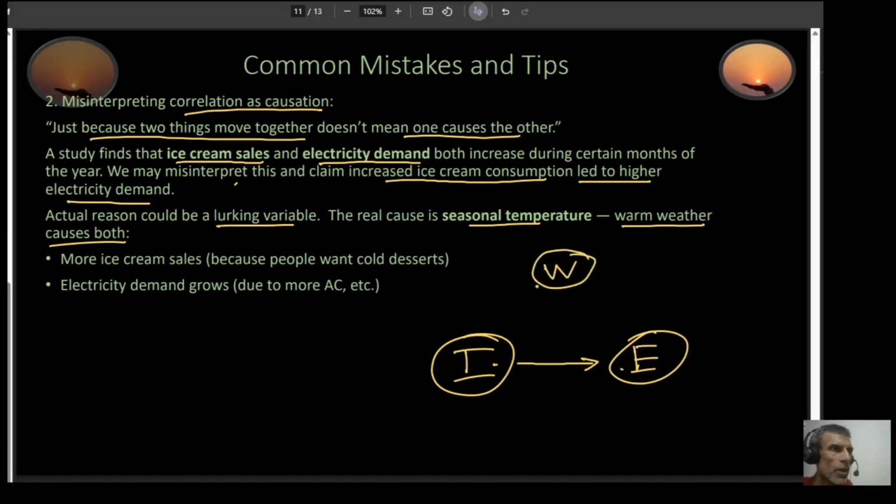This warm weather is affecting your sale of ice cream. As the temperature increases, people buy more ice cream. This is the direct relationship. And as the heat increases, people consume more electricity, and that's why electricity demand goes up. So it is not that the ice cream is causing the demand for electricity. It is just that the increase in weather is causing the increase in sales of ice cream, and also the increase in demand for electricity.